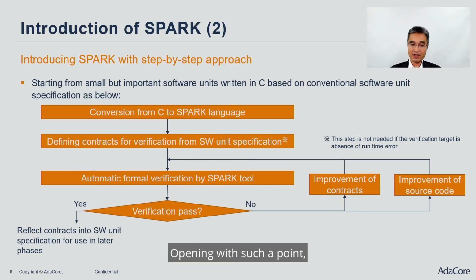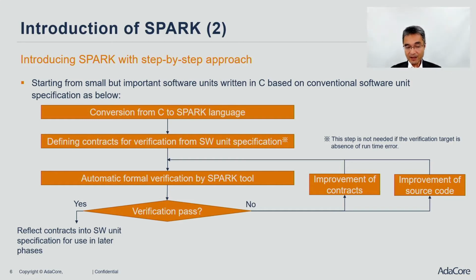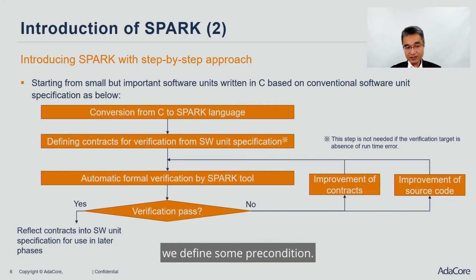Comparing with such point, Spark has a strong point. That is, as I mentioned earlier, this software behaves as intended. So in order to confirm that point, we have to define the contract. Contract is, let's say, so we define some precondition. Precondition means the condition before a software is executed. And also we define the post condition. Post condition is the expected condition after software is executed.